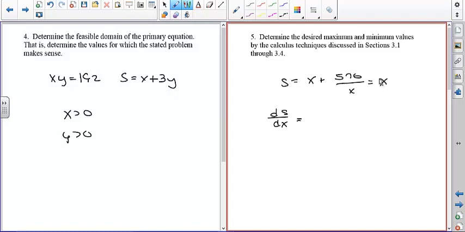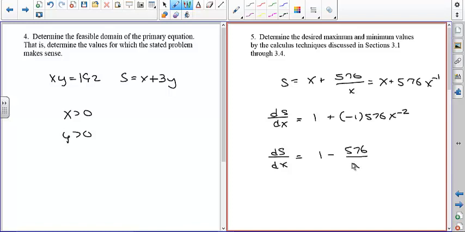differentiation rules. Before I do that, though, I'm going to rewrite this as x plus 576 times x to the minus 1 power. Okay, so now I'll take the derivative. You get 1 plus negative 1 times 576 times x to the minus 2 power. And so ds/dx equals 1 minus 576 divided by x squared, putting that in the denominator. And then you set it equal to 0. And then we find the values of x where this is 0.